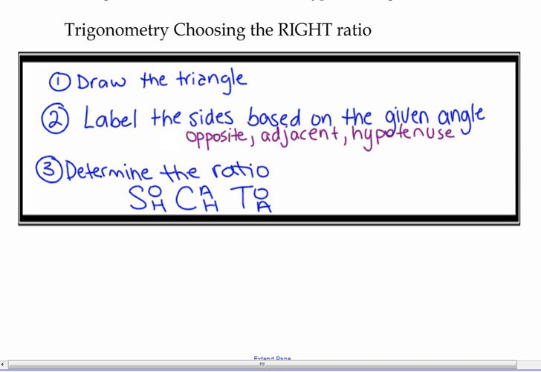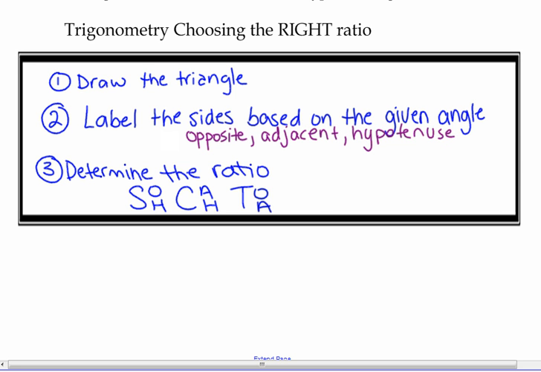Okay? So for example, if I was given adjacent and hypotenuse, the only ratio with A and H is cosine. So then I have to use cosine. If I was given opposite and hypotenuse, I would use sine. Or if I was given the two sides, opposite and adjacent, I would use tan. Okay, the tan ratio.